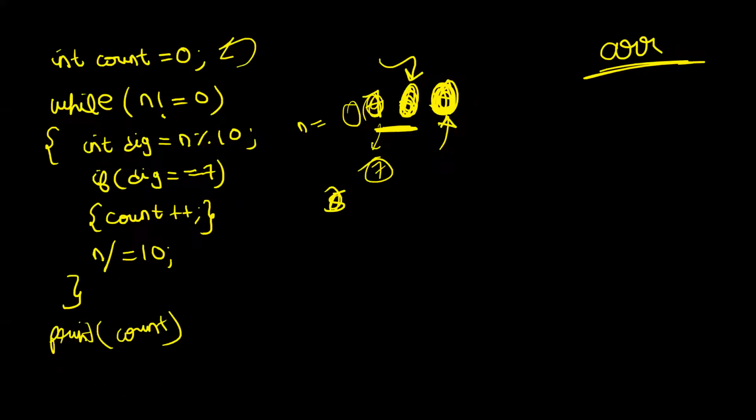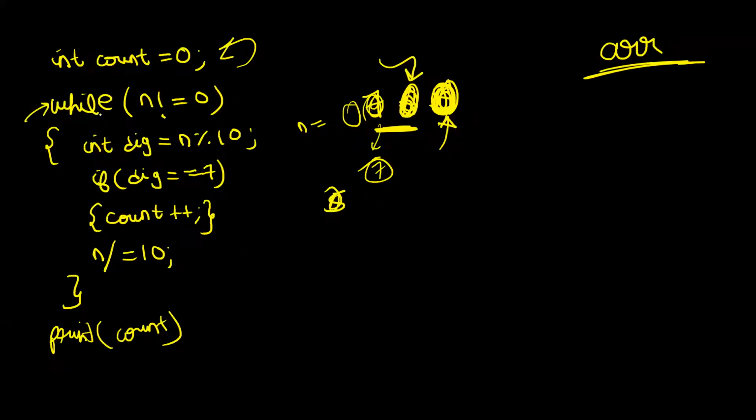Now the question says, you have to do the same thing via recursion. You have to write a recursive code to find the number of occurrences of 7 in a given integer. Now, the answer lies in this code only. Guys, think and tell me, till when are we running the while loop?